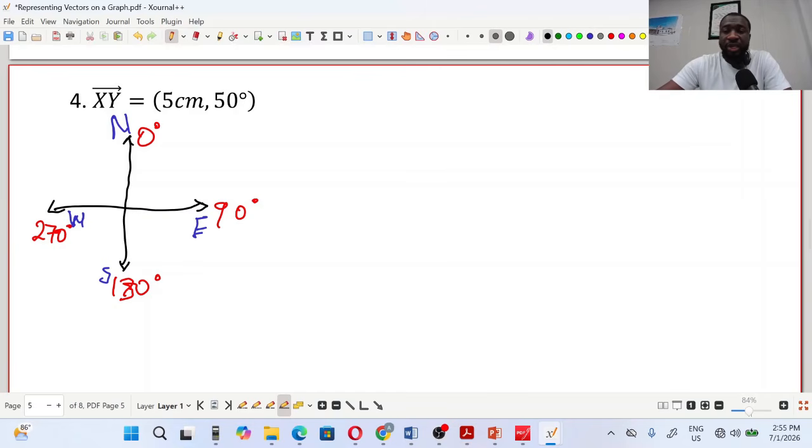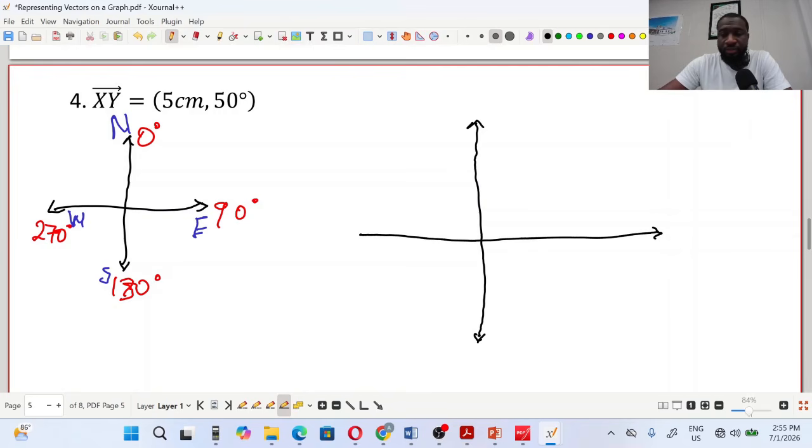So let me write my Cartesian plane. So we now want to find vector XY, but it's in the magnitude bearing form. So I'll draw my Cartesian plane here. I know this is my north and it starts from 0, right? And you say we're starting from X. So my point of starting is X. But we say it's 5 centimeters. So it tells you the magnitude. But we say 50 degrees.